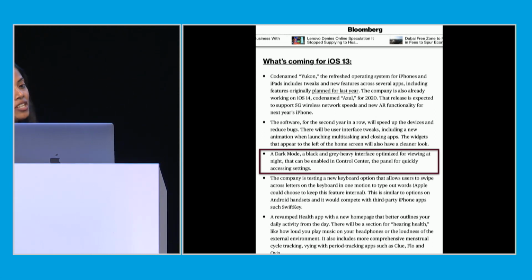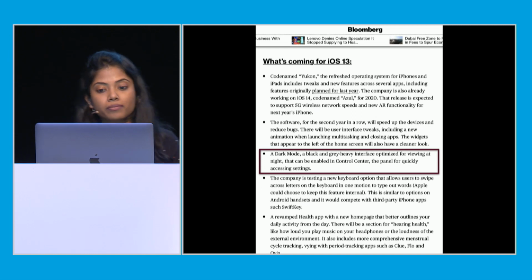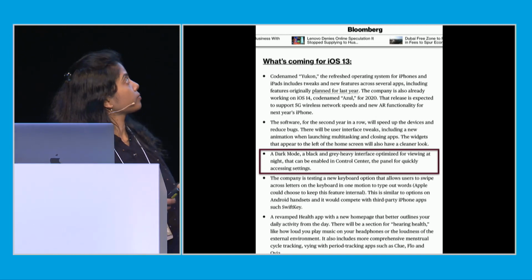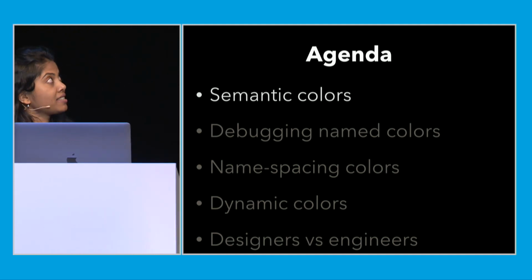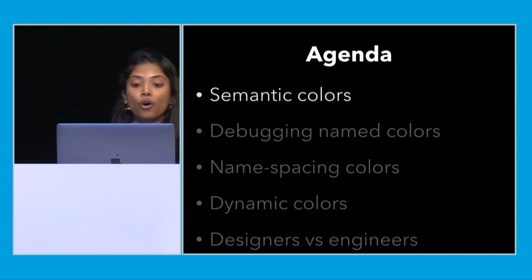So Bloomberg published an article stating that iOS 13 will have a dark mode that can be enabled via the control panel of your iPhone. And since iOS dark mode is a big deal, it makes semantic colors all the more important.